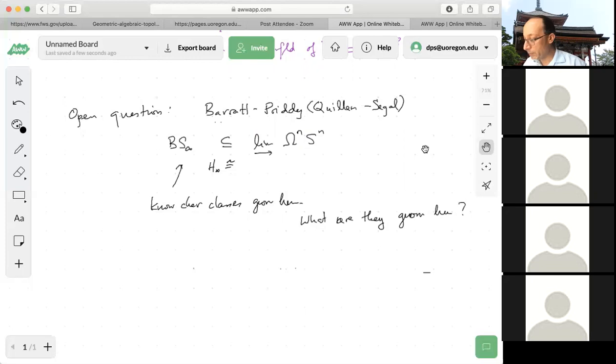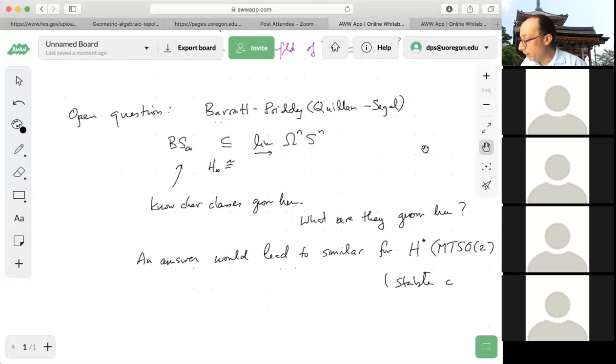And the reason I care about this is that an answer would lead to a similar description for the cohomology of the stable mapping class group, cohomology of, I'm probably mostly talking to experts now anyway, something called MTSO2, the stable surface bundles, stable by genus. So in other words, characteristic classes that exist for surfaces of any genus, we've calculated those through some remarkable work of Galatius, Madsen, Tillmann, Weiss, folks like that. But if I gave you a high dimensional genus surface bundle over a space and I wanted to understand its characteristic classes, there's nothing close to that in the literature.